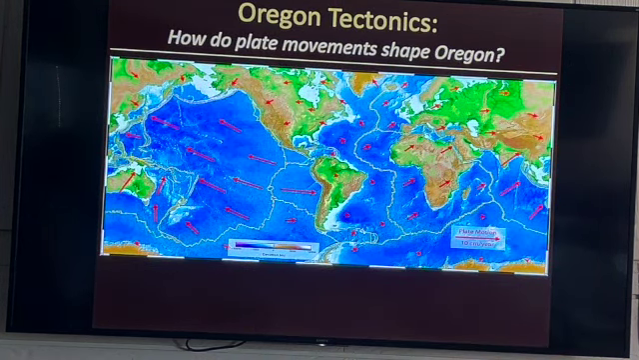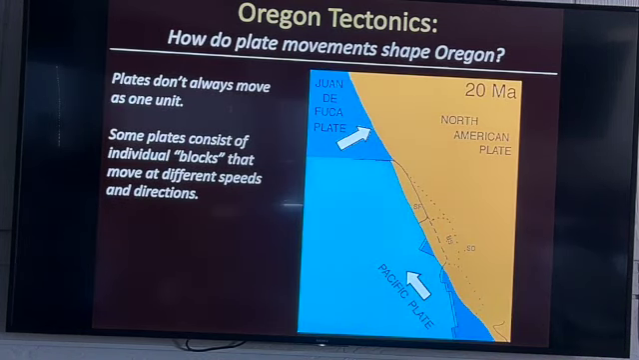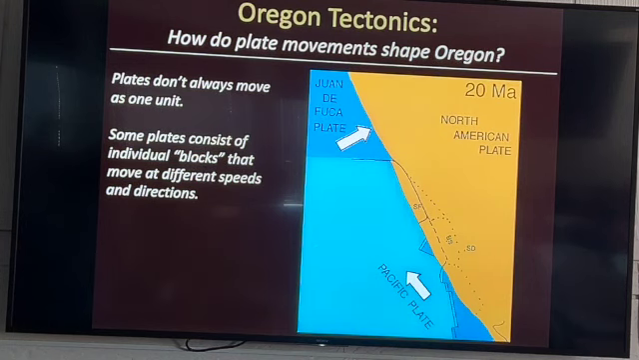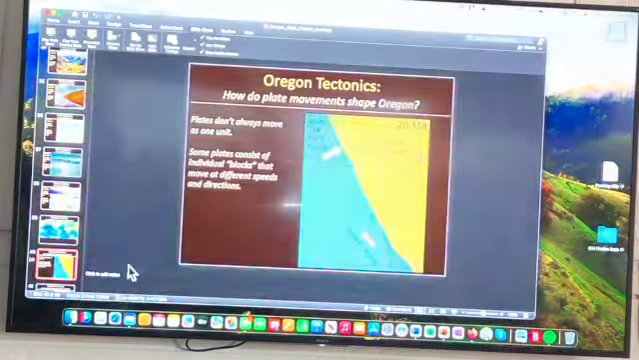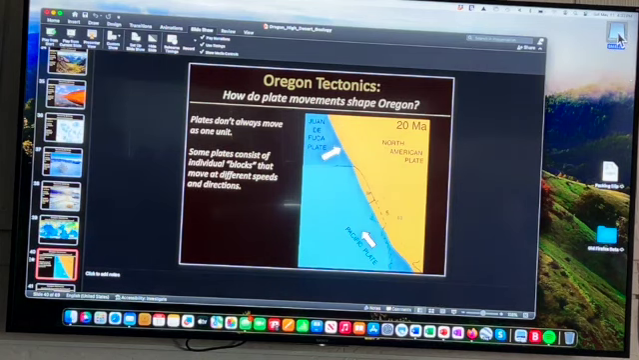All right. So now this is just putting this together and how have these different types of plate movements shaped Oregon. And now I think you'll get to see the animation, but I think it's not linked because now we're not on my computer anymore. So I'm just going to really quickly go to the animation. Sorry. It's worth it though. You'll like it.